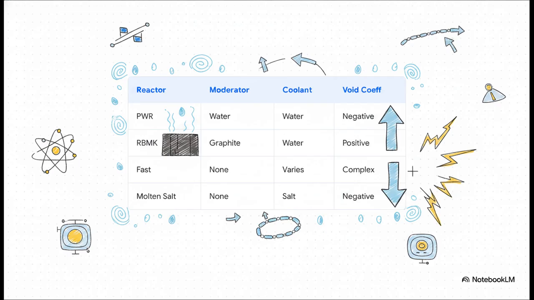Very safe. But then look at the RBMK reactor, which is the type they used at Chernobyl. They use graphite to slow the neutrons down and water just for cooling. So when the water boiled away, they lost their coolant, but the graphite was still sitting right there, happily moderating neutrons. Reactivity shot up. That catastrophic design flaw, a positive void coefficient, pushed the reactor into prompt criticality, which is what directly caused the Chernobyl disaster.